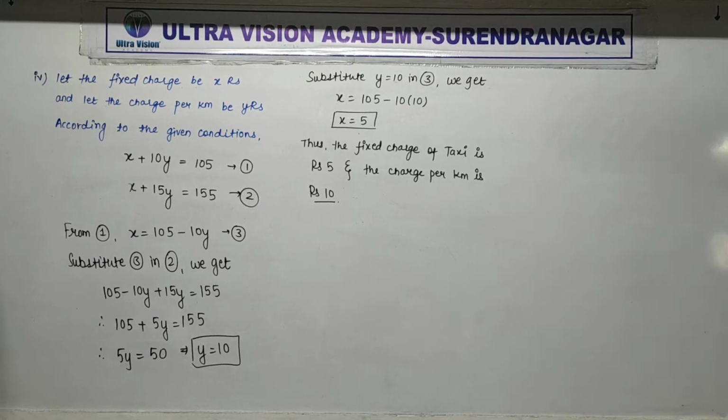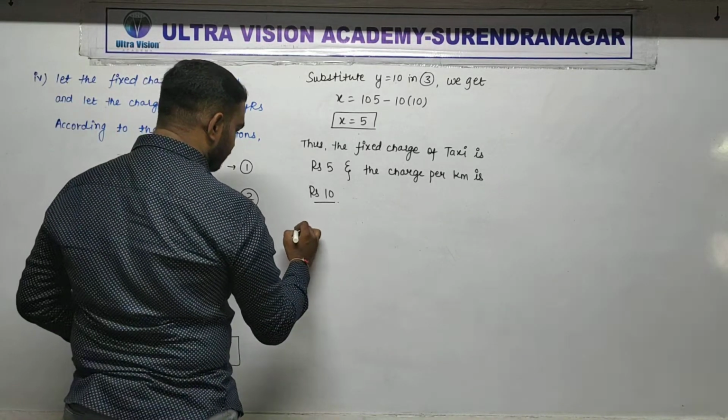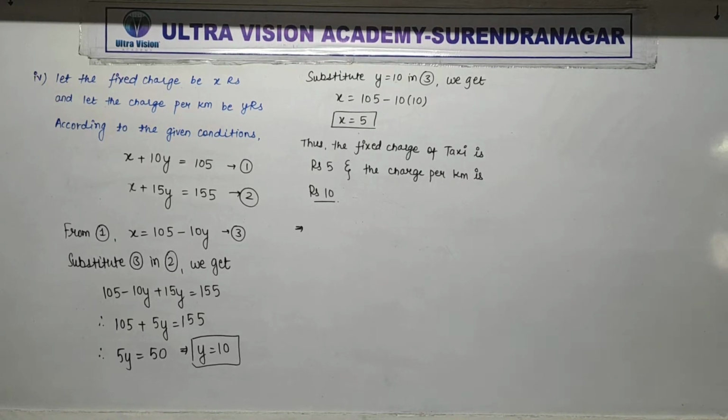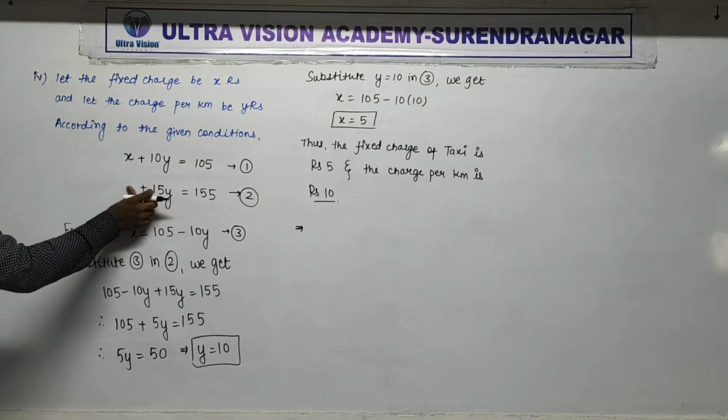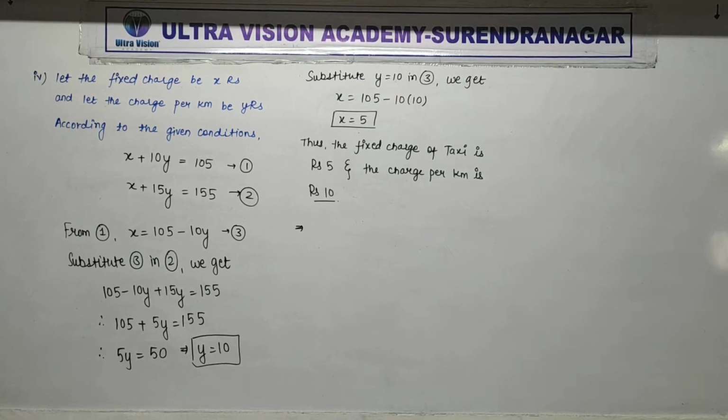Also find out what if the person travels 25 kilometers. So what shall we do? We need to find out the equation. Give me the equation for 25 kilometers. This is the equation for 10 kilometers. This is the equation for 15 kilometers. I need the equation for 25 kilometers.